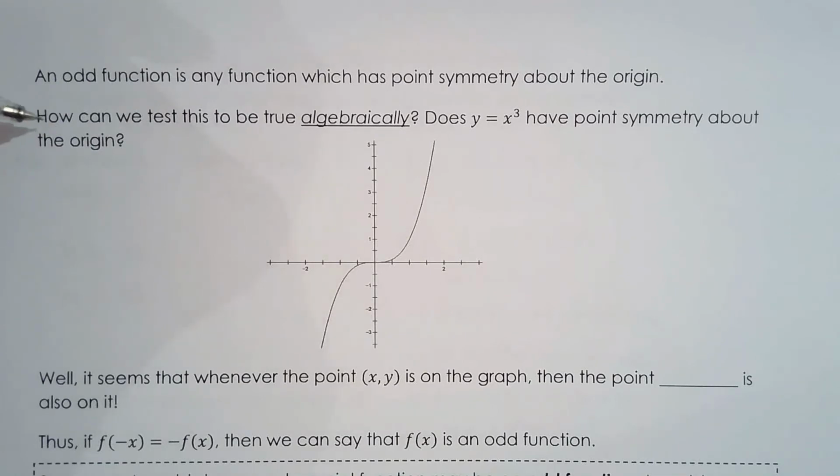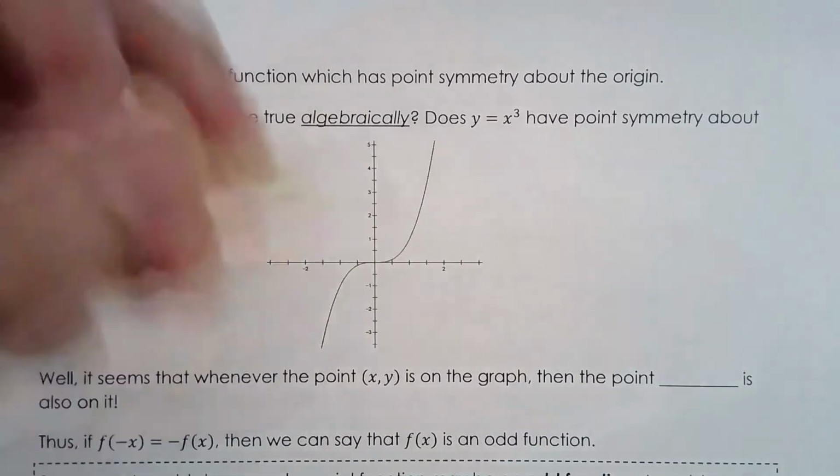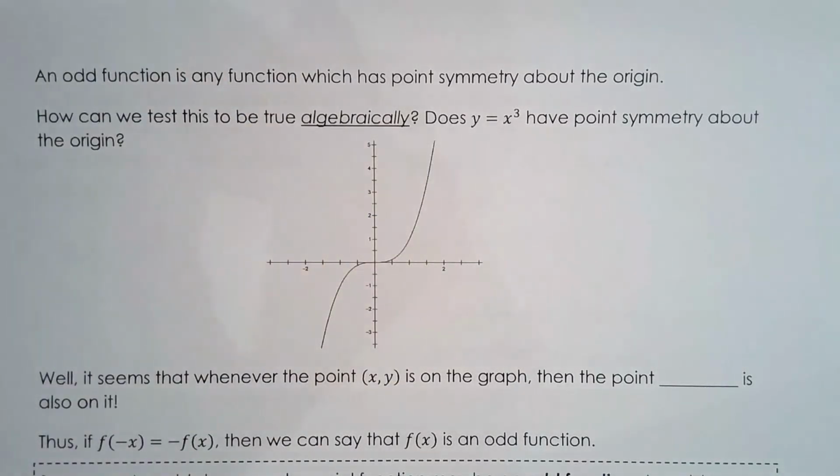So once again, we want to generate an algebraic test. Hopefully you remember what point symmetry about the origin means. We talked about that first when we did the first lesson with odd degree power functions. And if you rotate the piece of paper 180 degrees, you get the same graph.